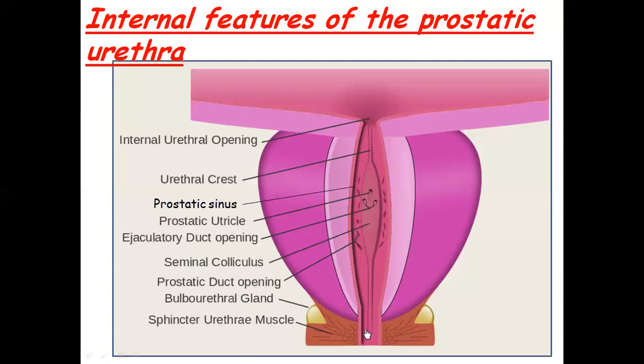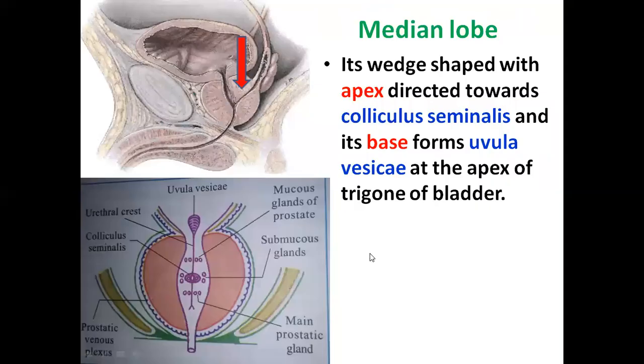Apart from that, lower down we have the bulbourethral gland. So these are the various openings, the internal features of the prostatic urethra. When we do the urethra as a separate topic, we are again going to come across this prostatic urethra. Now see, this is the median lobe, wedge-shaped with its apex directed towards the colliculus seminalis, and its base forms the uvula vesicae at the apex of the trigone.